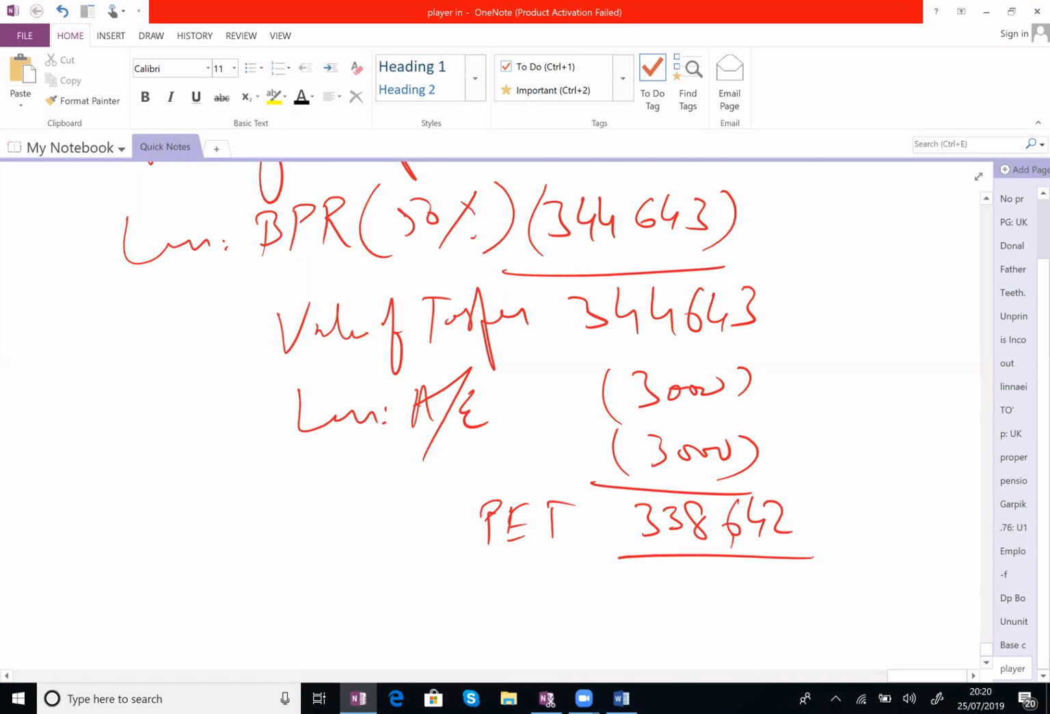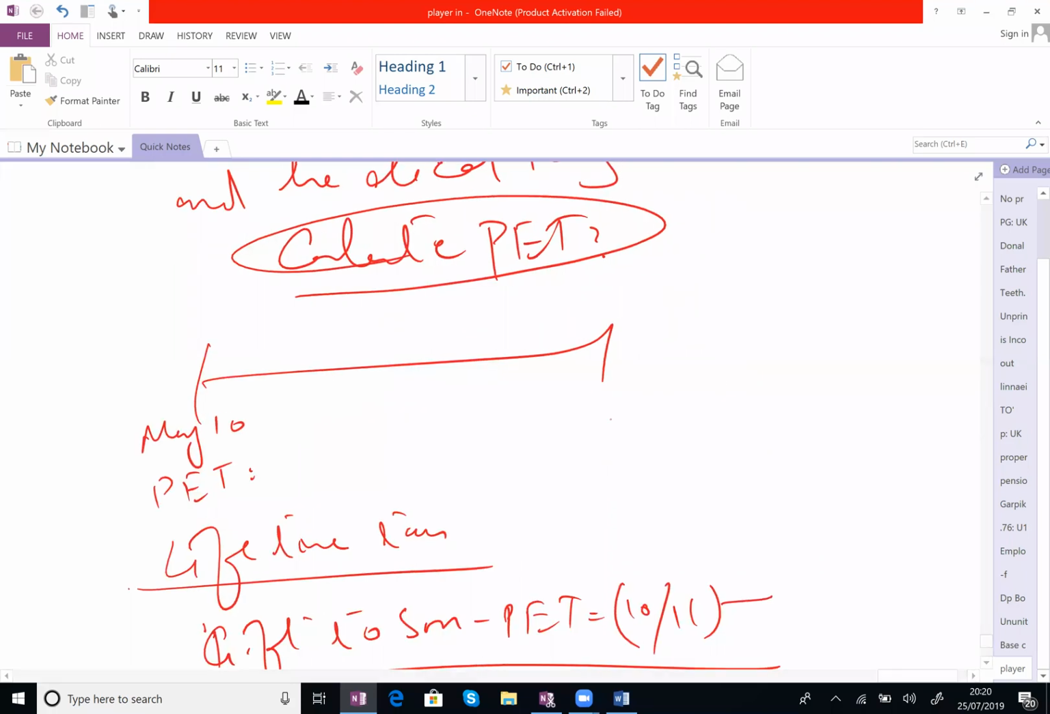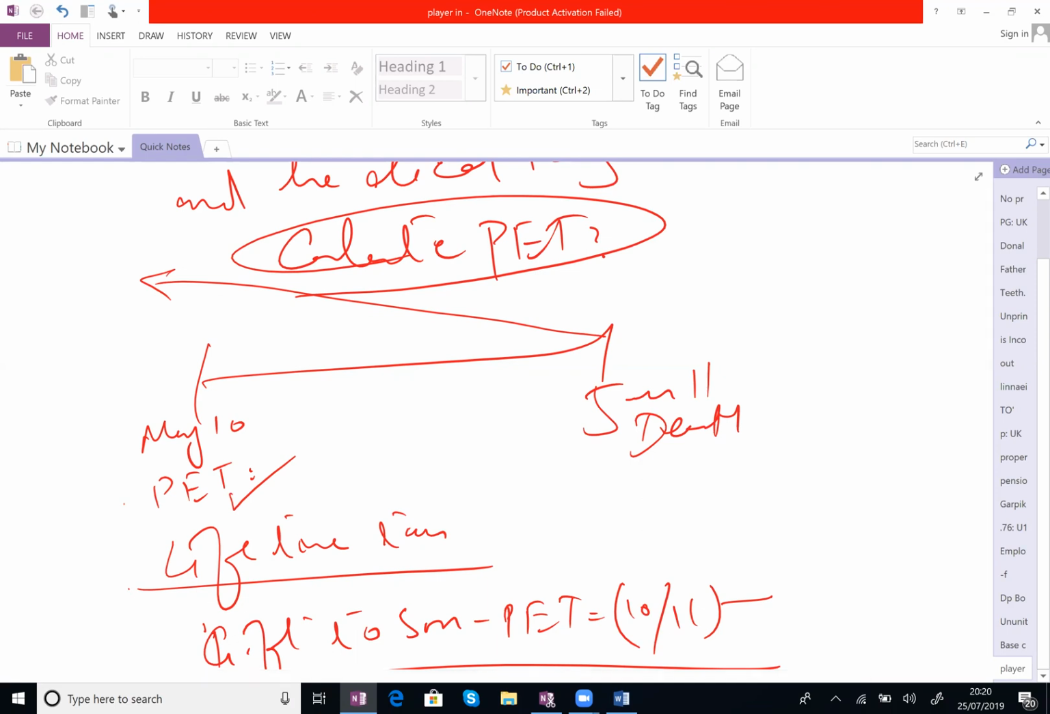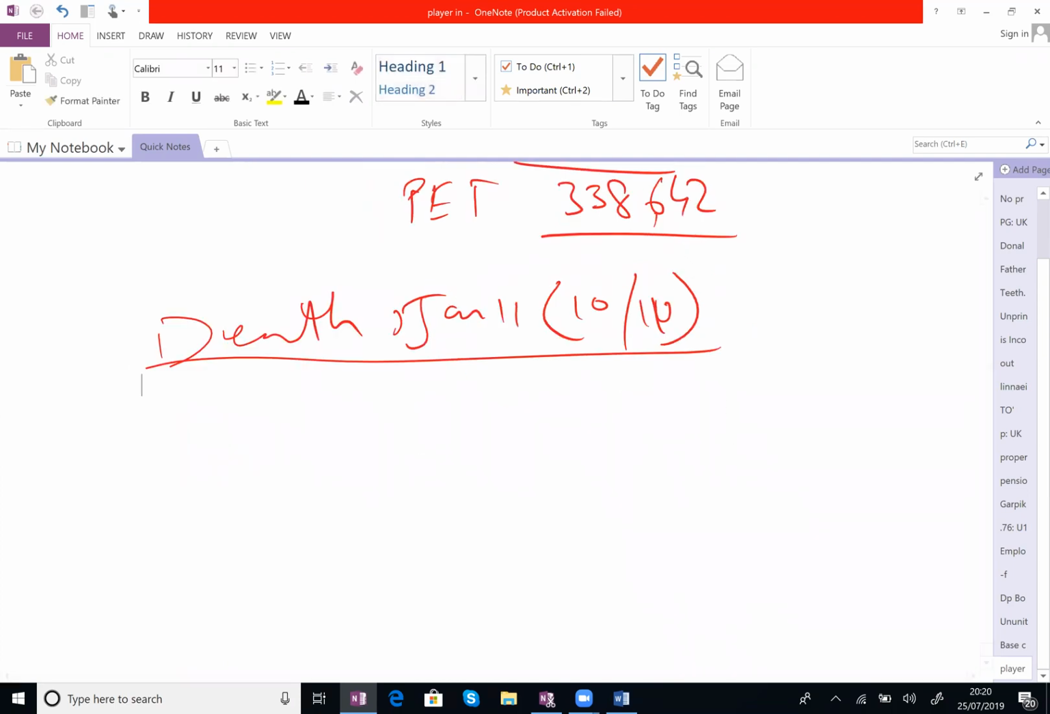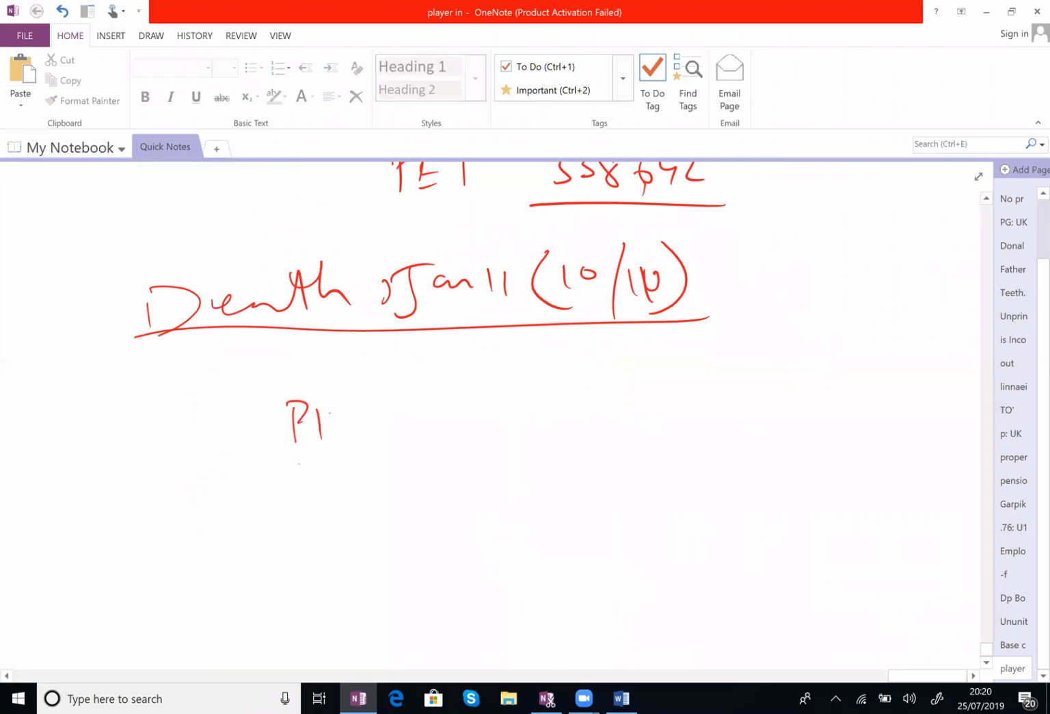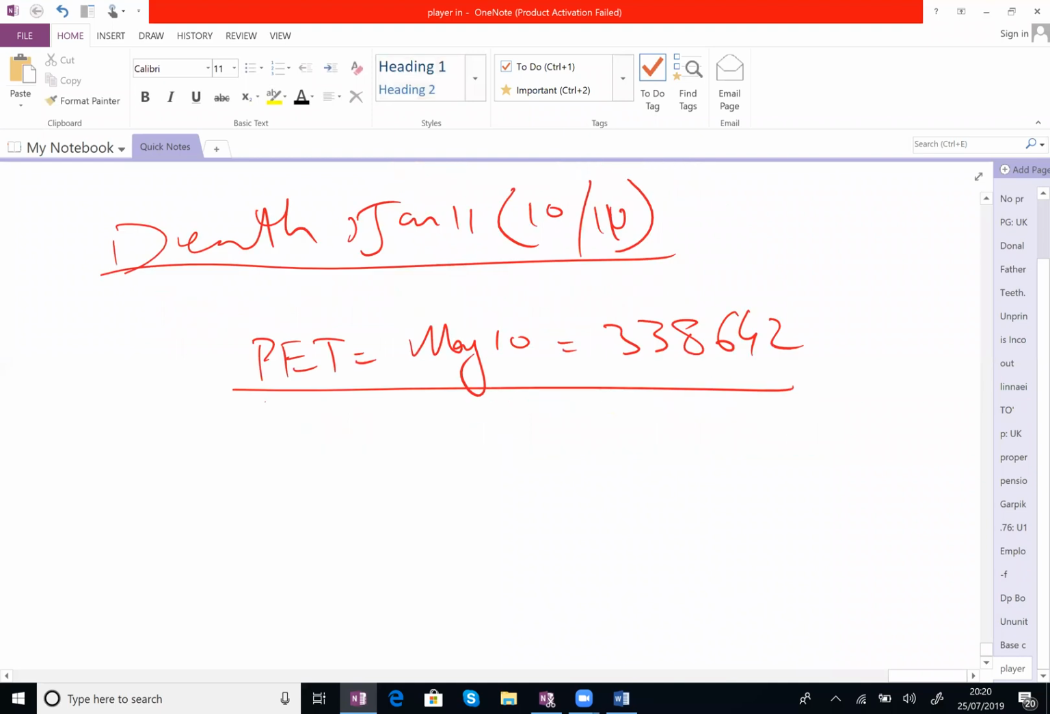Now he died in January 2011. When you go back 7 years from the death date, is this PET chargeable on death? It is within 7 years of death. Yes. So PET becomes chargeable at death date. Death date is January 11, tax year 10/11, and we are paying the tax on the value of PET. The gift date is May 10, and 338,642 is the value on which you will pay the death tax.